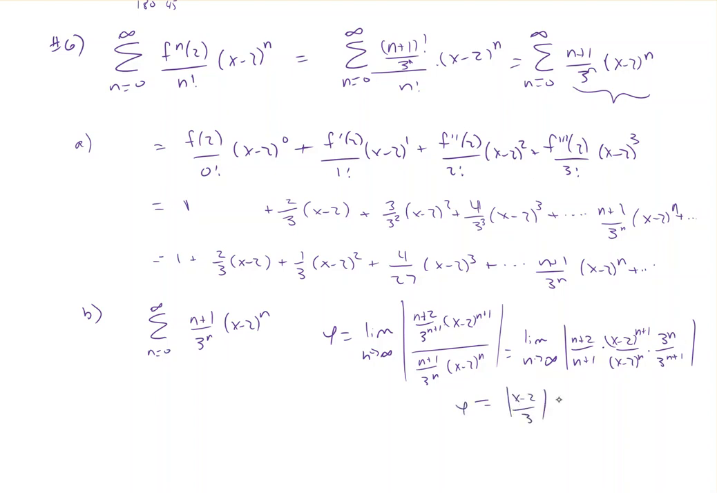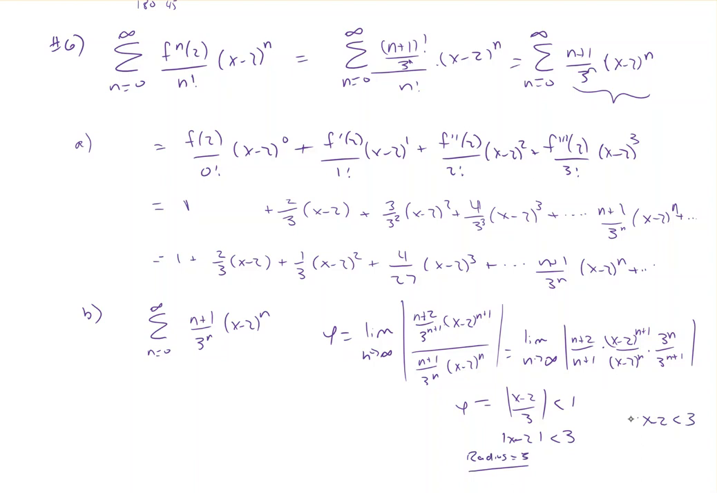And we've been told that rho has to be less than 1. So therefore we know that the absolute value of x minus 2 is going to be less than 3. And that's going to be our radius of convergence. I mean, 3 is going to be our radius. Right, so we can write that down. Our radius is 3.